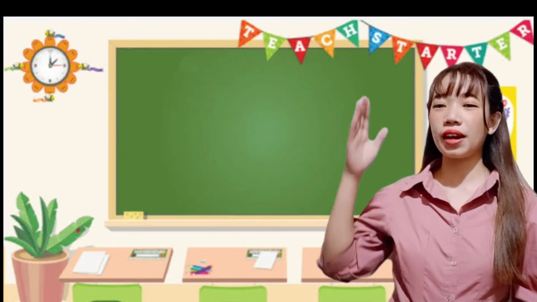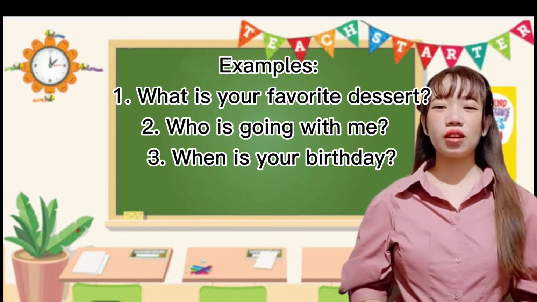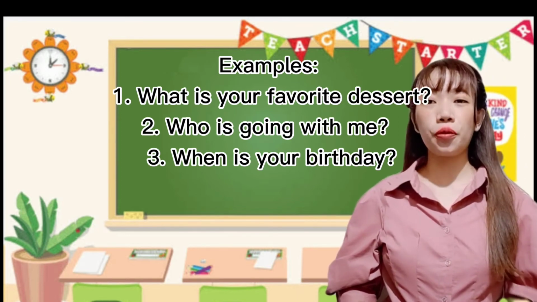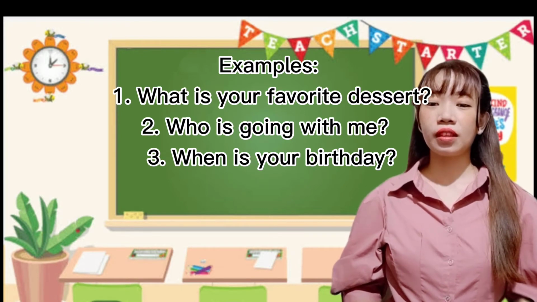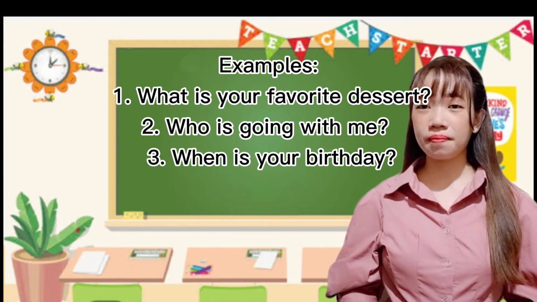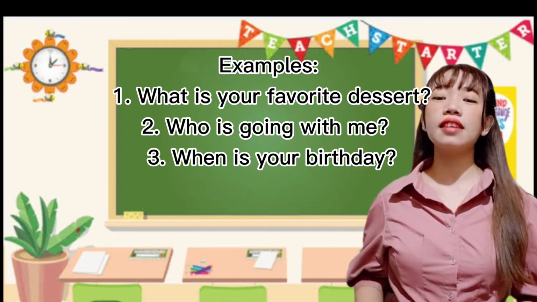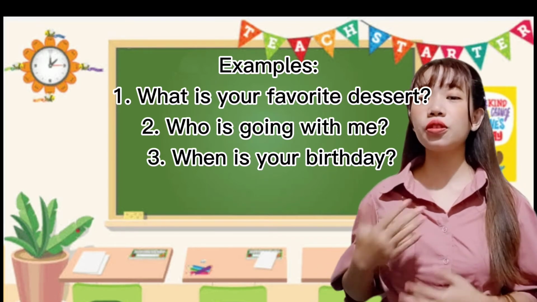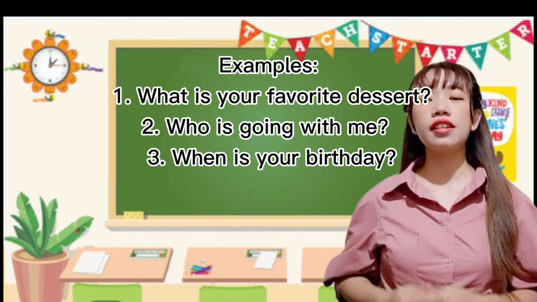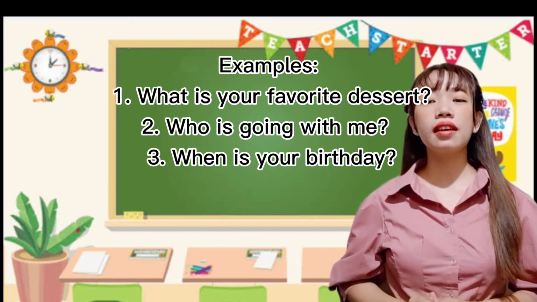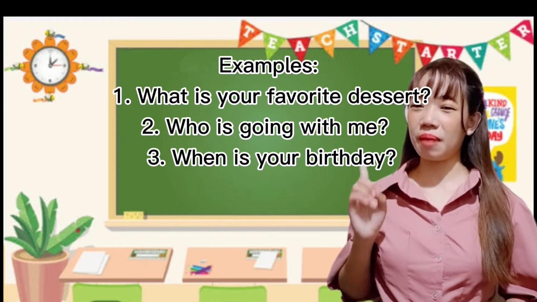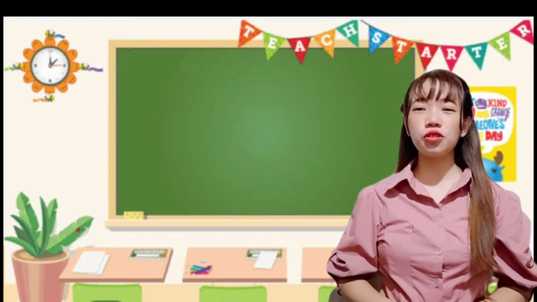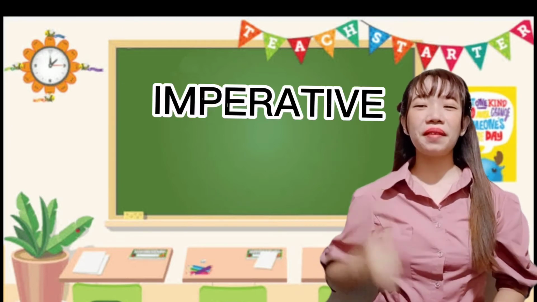Let us read more examples. What is your favorite dessert? Who is going with me? When is your birthday? Each of these sentences are example of an interrogative sentence because it asks a question and as you notice, it ends with a question mark. Always remember that. Now we have the third type of sentence, which is the imperative sentence.